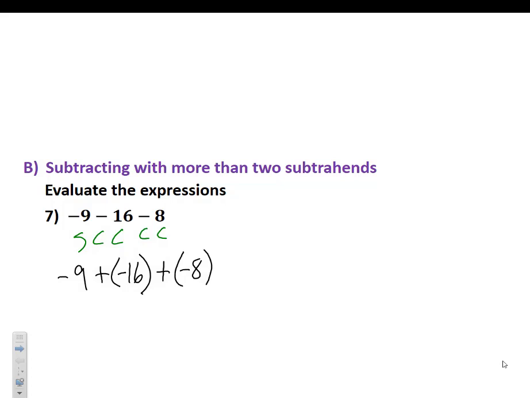Now when I'm looking at this problem, I see that we're adding, because that's what we did. We changed it all to addition. And we recognize that we're adding. Our add-ins are the same sign. They're all negative, same sign, add and keep.